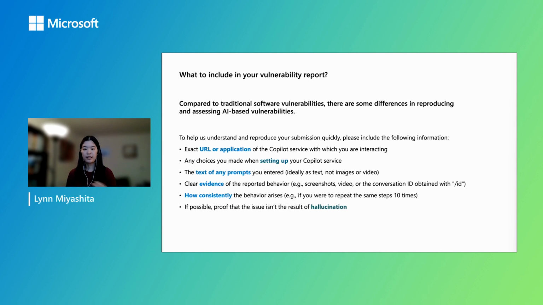And then the last couple here, I'll group these together, is clear evidence of the reported behavior. So again, like the proof of concept here, the screenshots, the video, or even the conversation ID. And then writing up how consistently you saw the behavior. So whether you saw this one time or 10 times or 100 times, that information really helps our engineering teams investigate: do they need to try it 1 time, 10 times, or 100 times? And then if possible at all, if you can provide proof that the issue isn't a result of a hallucination, again, this will help our teams better understand the vulnerability or the issue that you found even quicker.